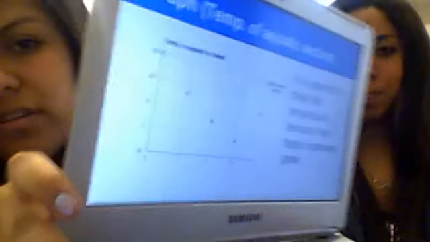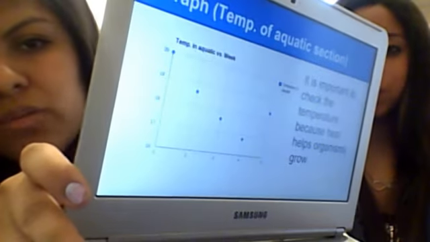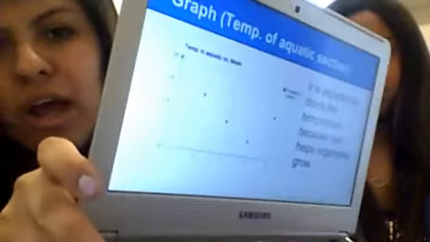And then we have a graph of the temperature. You can really see the temperature went down in the aquatic chamber. We believe that happened because outside it wasn't really sunny. It was just gloomy and mostly cloudy. So the temperature went down, and that affected the fish. So it died, and that was affecting the column. And it's important to check temperature because temperature helps organisms grow, and that way we know if the temperature affects them.